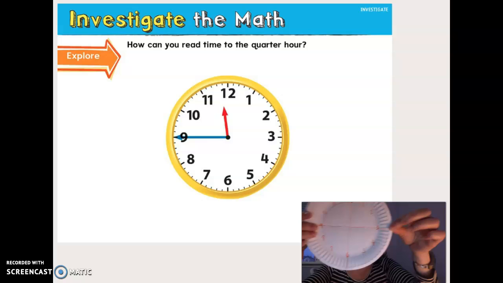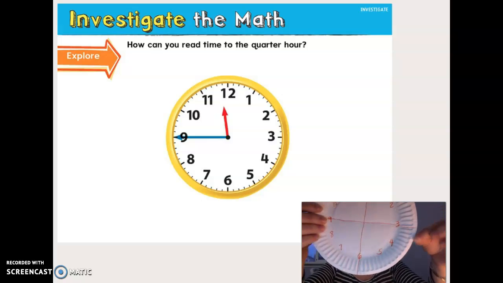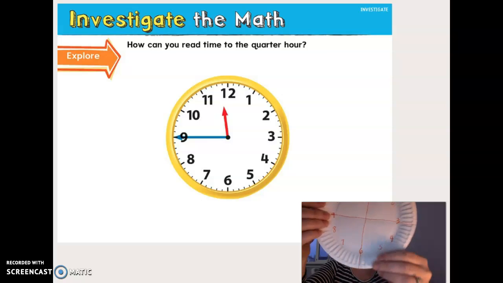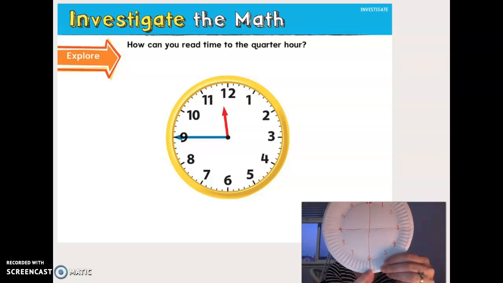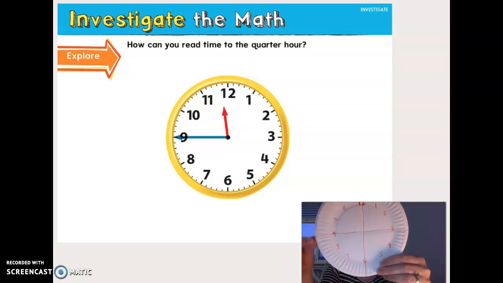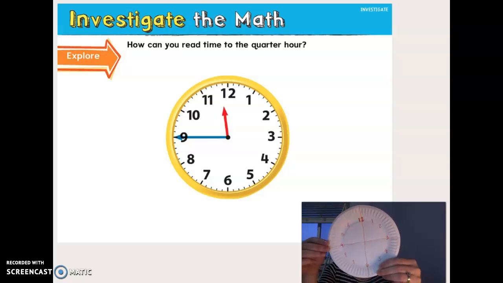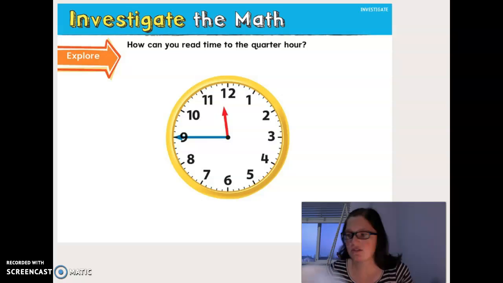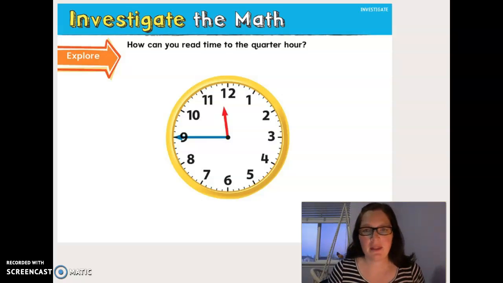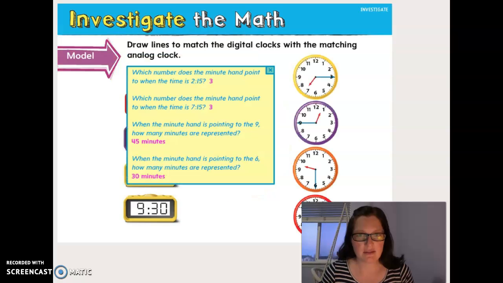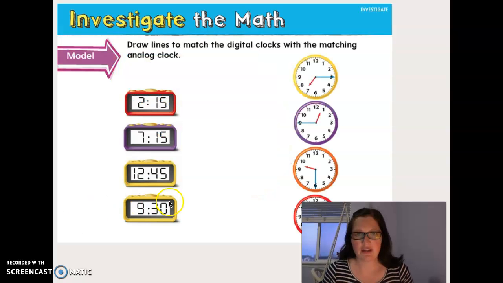Then if I look at the next quarter, from the 3 to the 6, we have 5, 10, 15 minutes. And if we go from the 6 to the 9, we have 5, 10, 15. And we have another 5, 10, 15 back up to the 12. So that's what it means by quarters. We've cut our clock into 4 sections or 4 quarters. So let's look at what that means for our time.